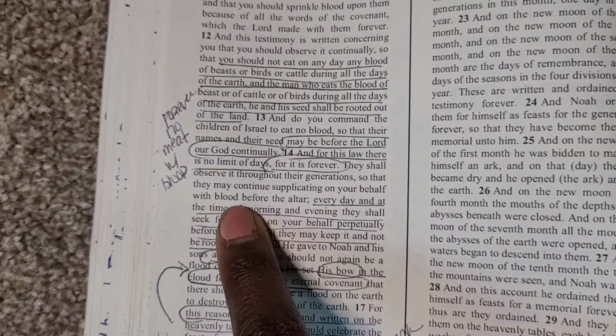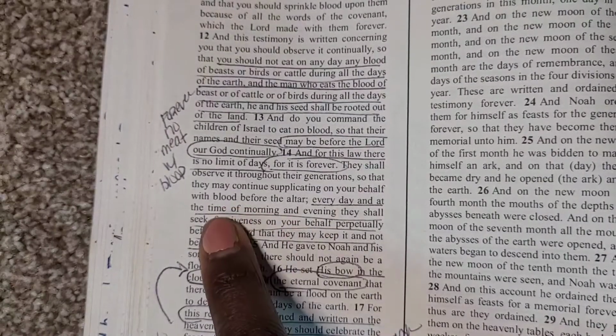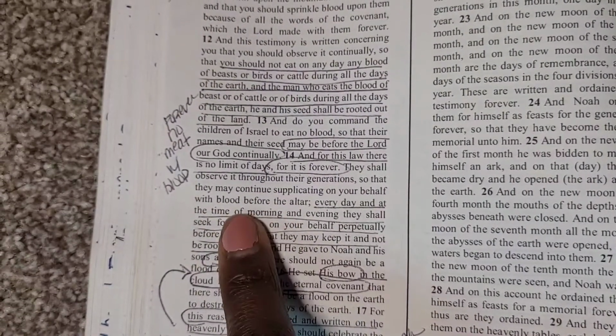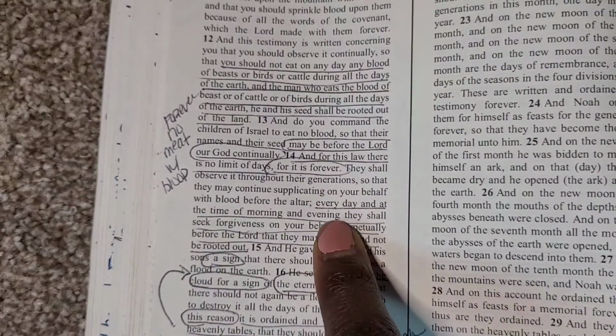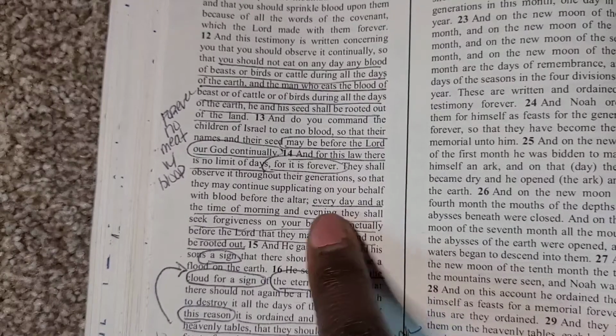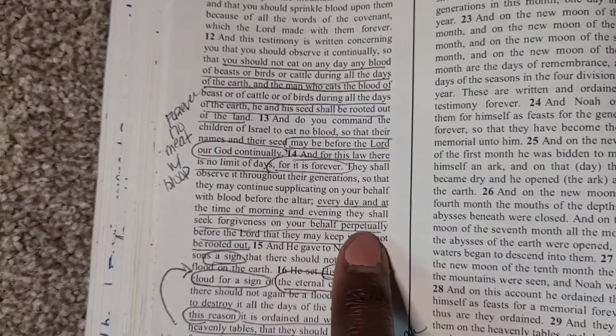But the point I'm making is that this is a permanent thing for Israel. Okay, no blood. As it pertains to Gentiles, I'll get back with you on that one. I don't want to misspeak, so let me not just go there.